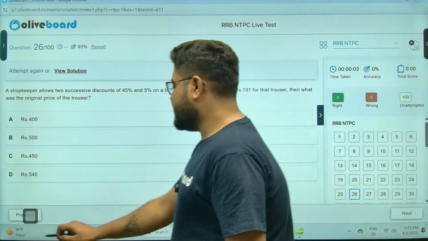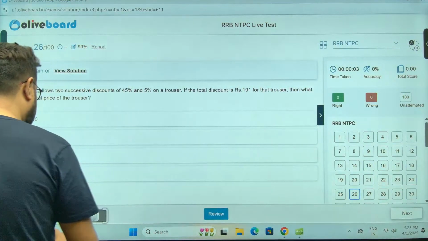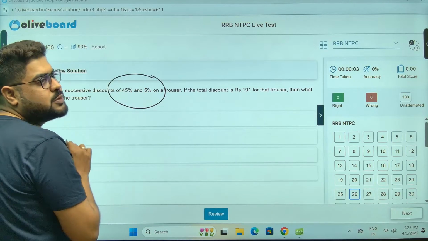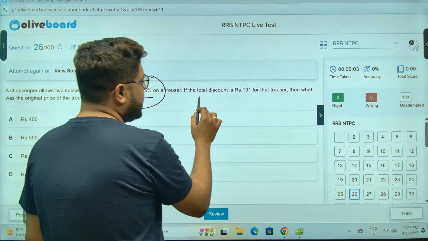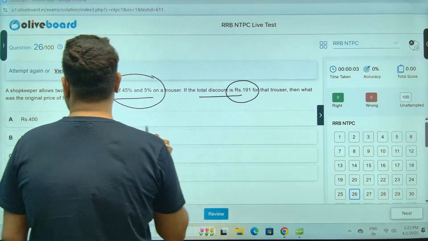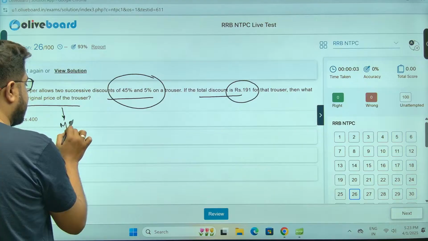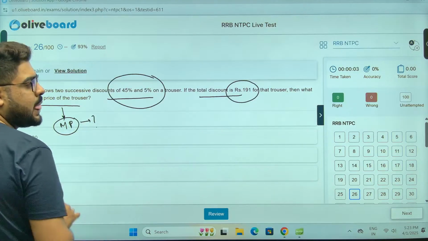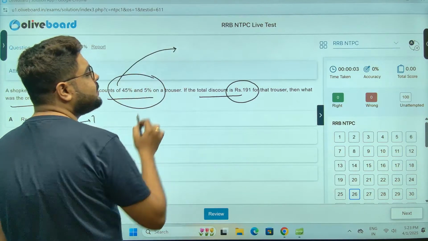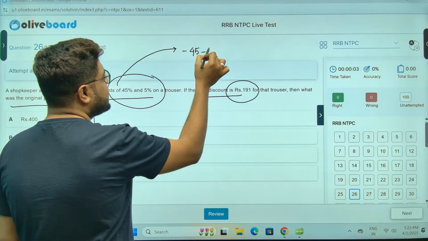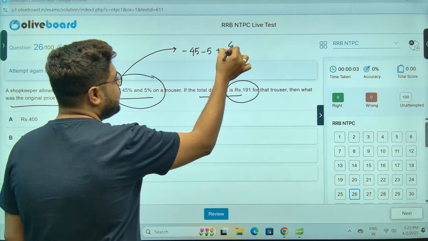A shopkeeper allows two consecutive discounts of 45 and 5 on a trouser. If total discount is this, then what is the original price of the trouser? MP they are asking, sir. They are asking us original MP, sir. Sir, successive discounts, how to calculate, sir? Sir, minus 45, minus 5, minus plus 45.